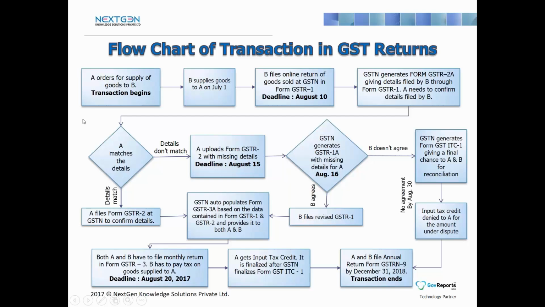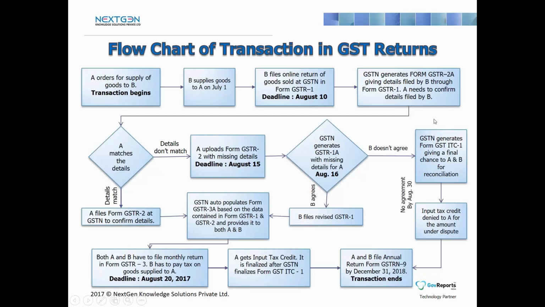See, A orders for supply of goods to B. So this is the point from where the transaction begins. B supplies the goods to A, say on July 1. Then after the end of the month, B needs to file the online return of goods sold to A in the form of GSTR1. This needs to be filed by August 10th. Then GSTN will auto-populate GSTR2A, which A needs to confirm based on the details filed by B.